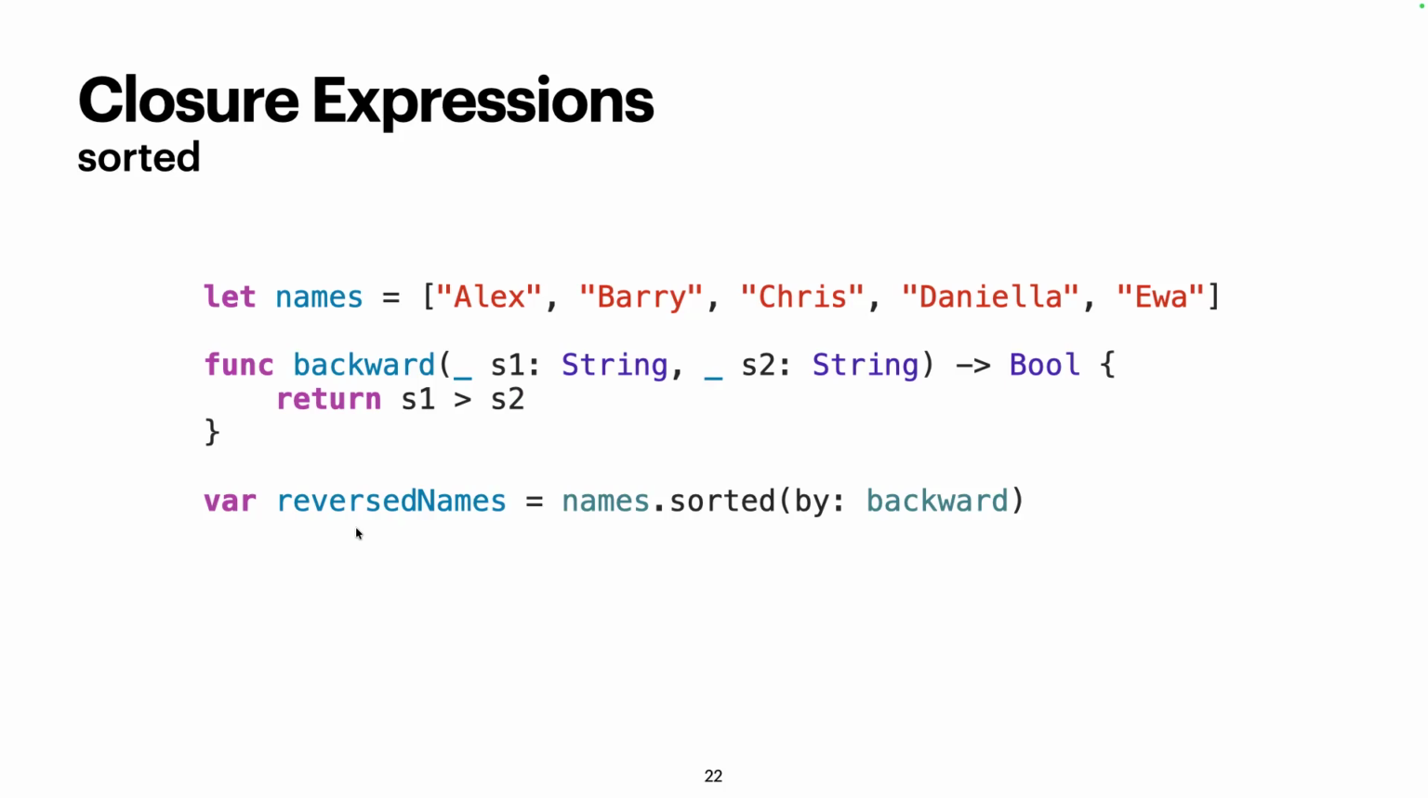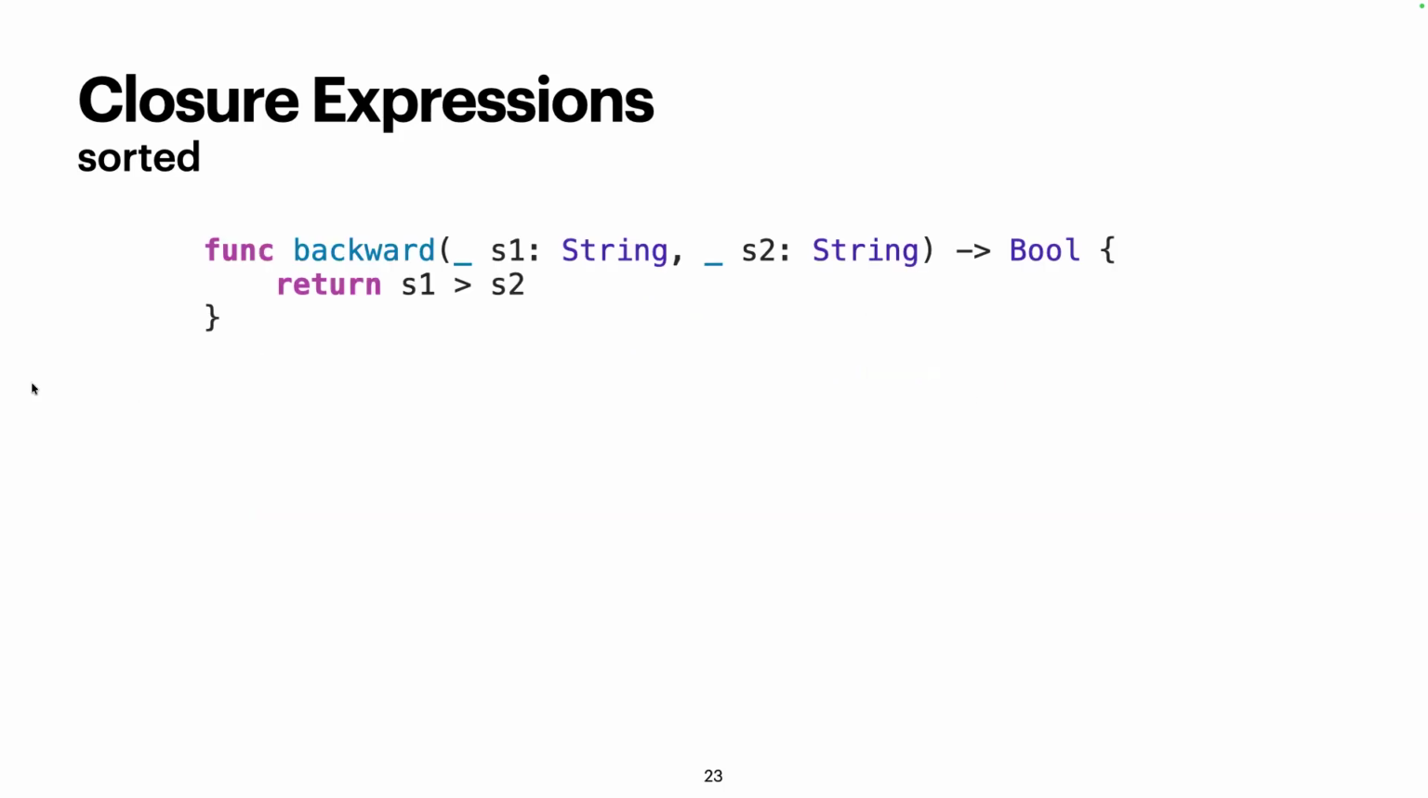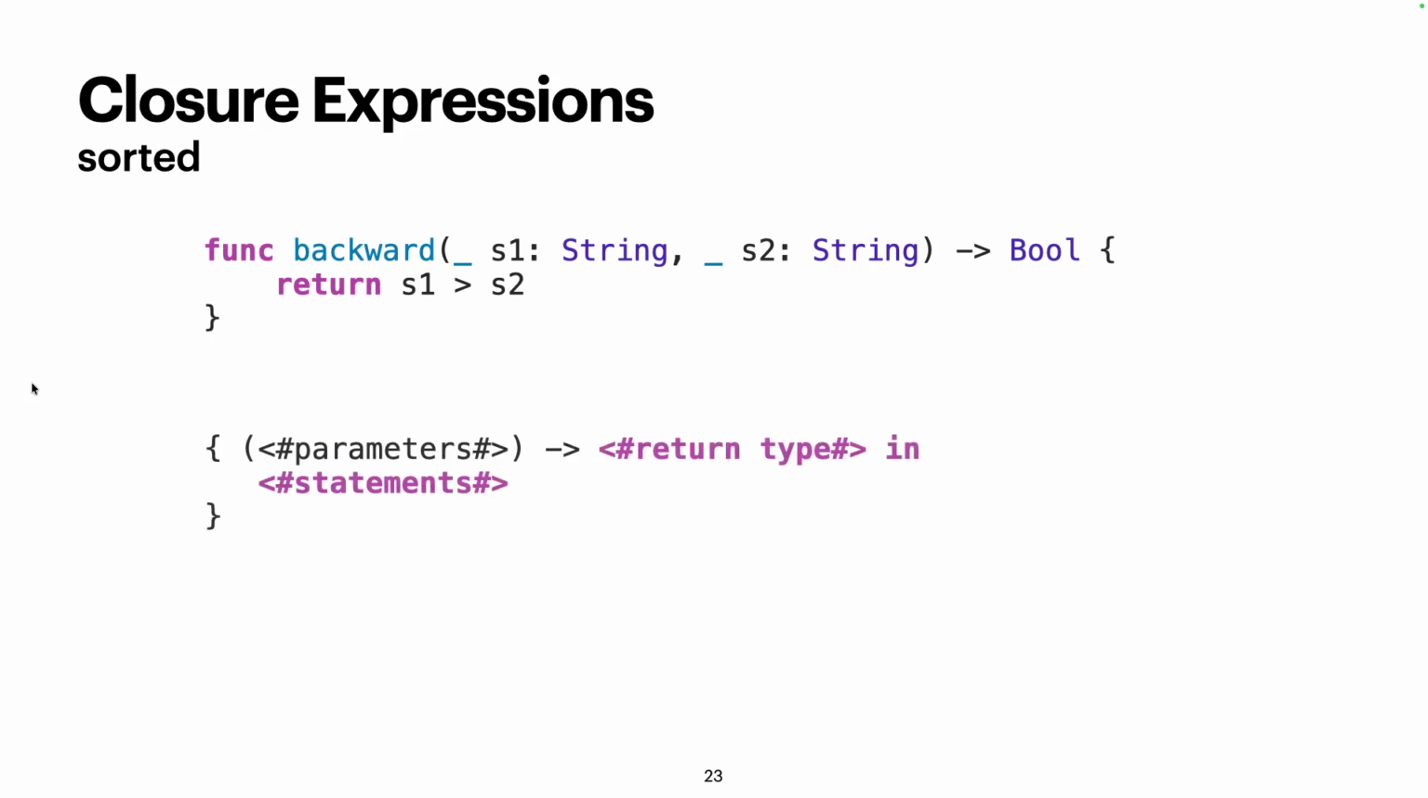So we can get this new array by calling sorted on names. Again, sorted returns a new array of strings, and we pass in this function. What this does is sort names by the rule that we gave it, which is backward. And so, yeah, here's backward again.